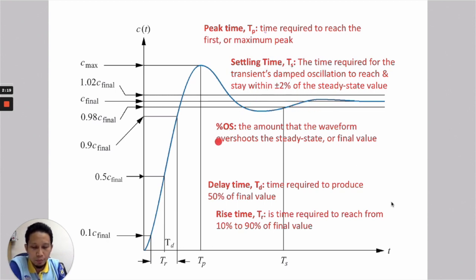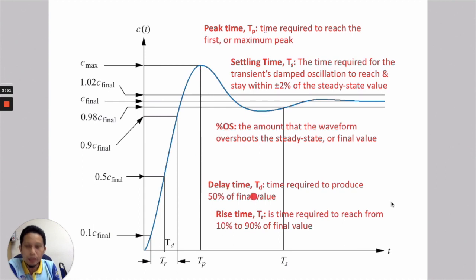Next is the percentage overshoot, which is the amount that the waveform overshoots the steady state or final value. We can find it by taking the value at the peak minus the value of the steady state, which is the difference between the peak and the final value, and multiply by 100%, and we get the percentage overshoot.